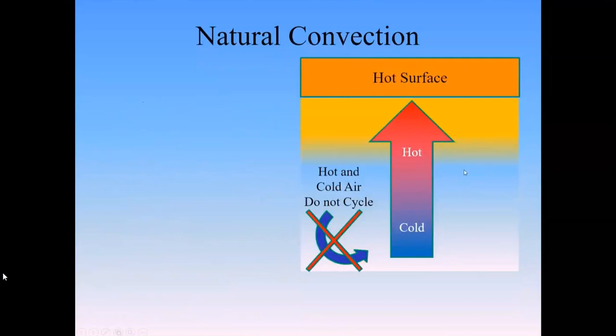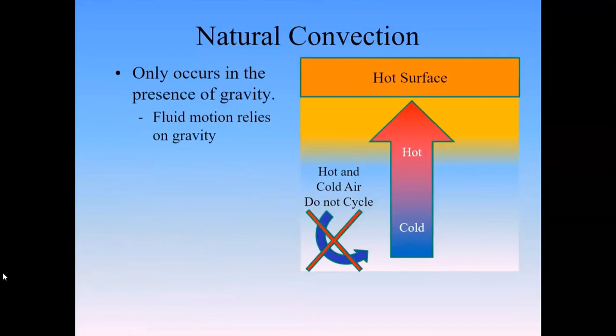Natural convection can't work if we have a hot surface that's at the top, because then we don't have the natural movement because of buoyancy and other issues. So the hot surface has to be down at the bottom in order for natural convection to work.